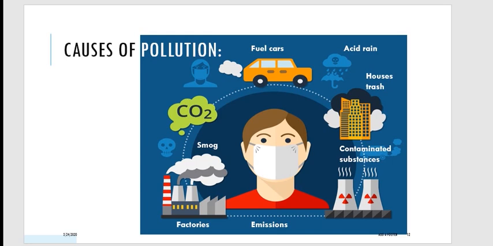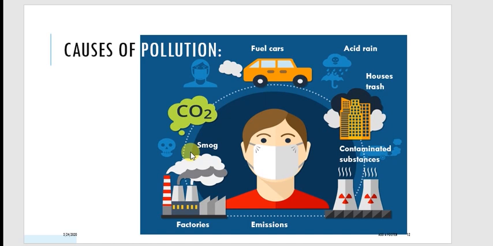So, what are the causes of all those kinds of pollution? We have fuel cars. This is one of the most common causes of air pollution, because they give off gas and really contaminated and toxic smoke in the air. There is the acid rain, and we have houses' trash. Every day, the day-to-day trash that we get rid of in our houses is also considered a cause of pollution because it's getting much bigger in quantity.